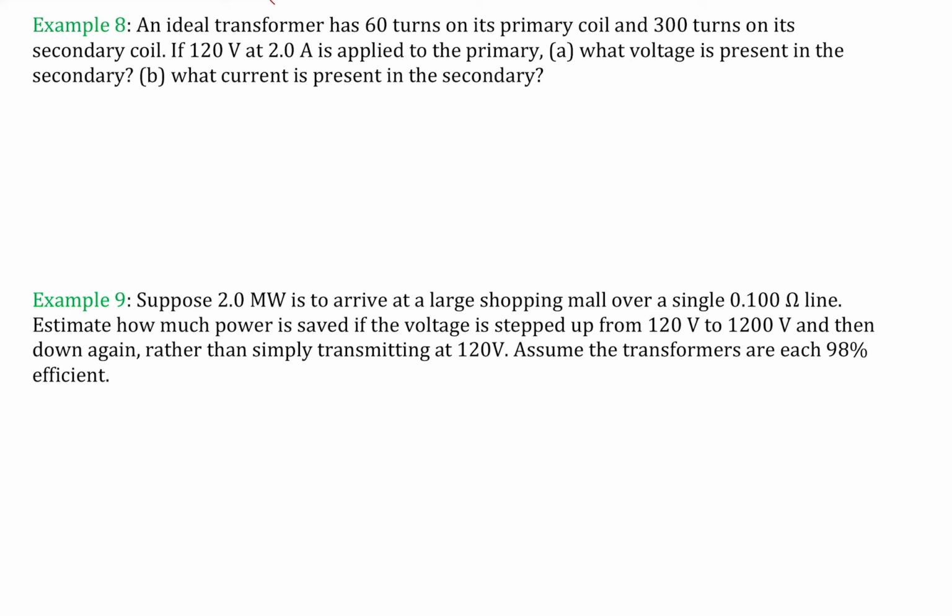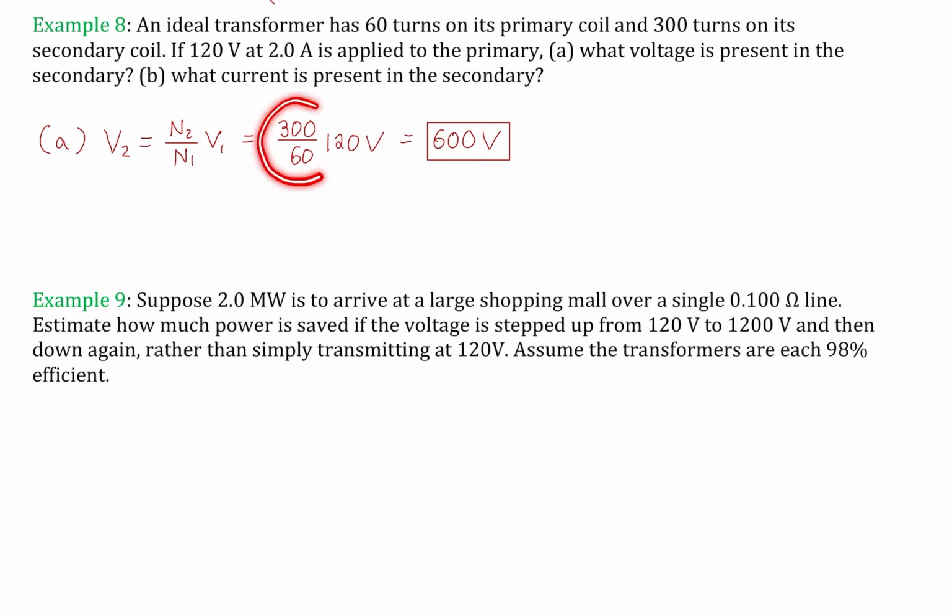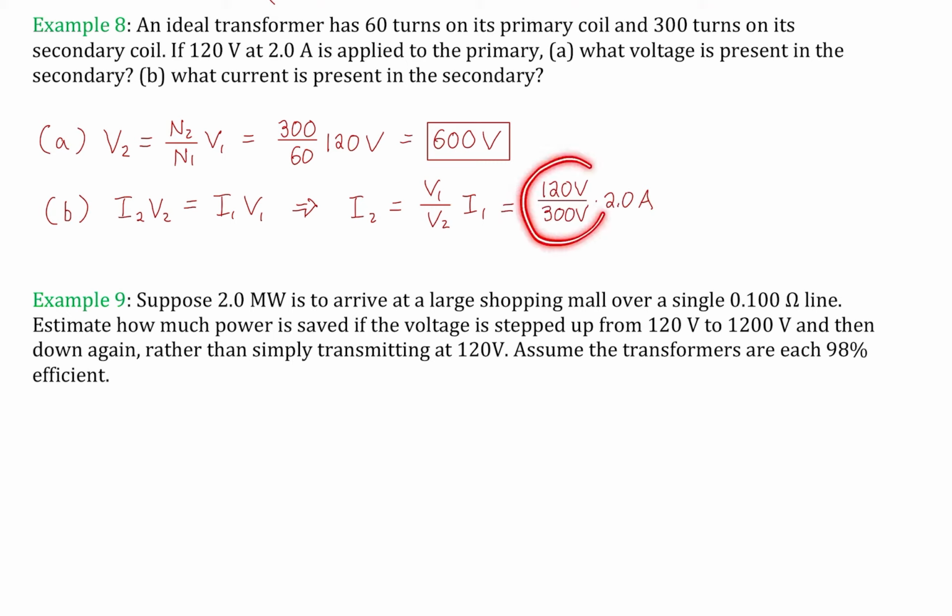So this is a very straightforward example. I'm just going to use the formula for transformers and solve for the voltage, 600. It just goes up based on the ratio of the number of coils. Then to find the current, use the fact that the powers are equal to each other, and the current goes down by the ratio of the voltages, which is the same as the ratio of the coils, and it ends up being 0.8 amps. So voltage went up, current went down.